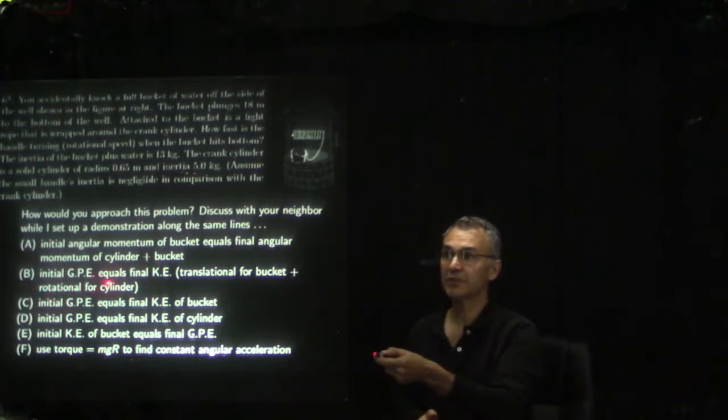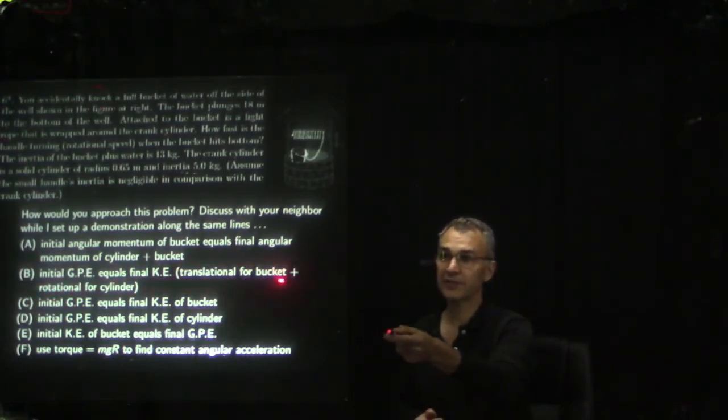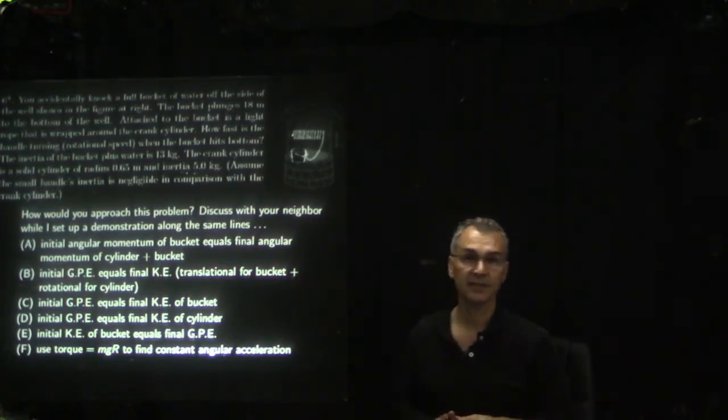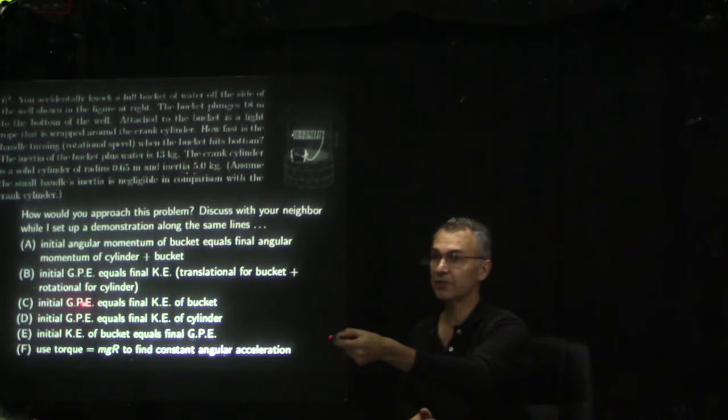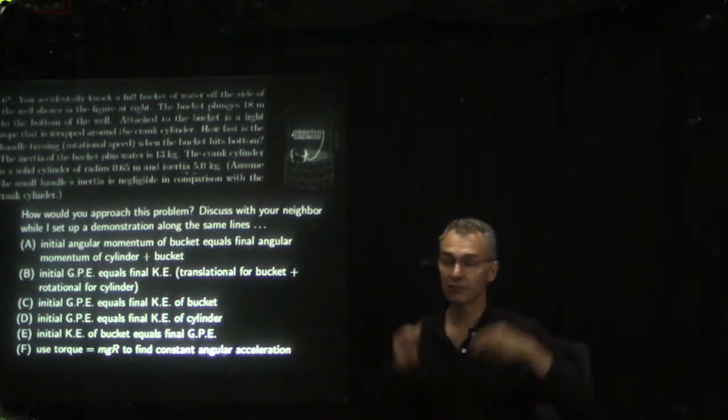Initial gravitational potential energy equals final kinetic energy, where we include the translational kinetic energy for the bucket and the rotational kinetic energy for the cylinder. I think I like that. Initial gravitational potential energy equals the final kinetic energy of the bucket. Well, C would be ignoring the rotational kinetic energy of the cylinder. So I don't like C.